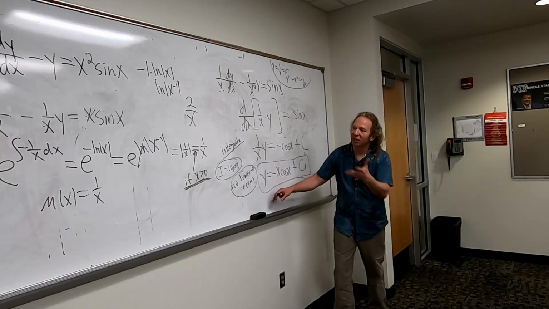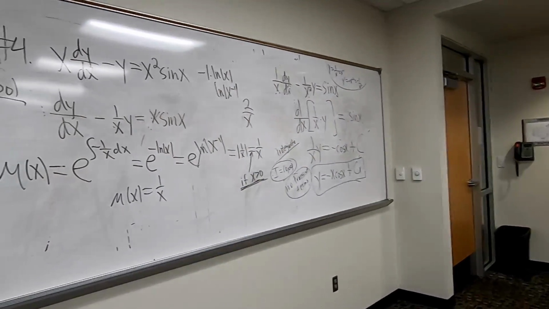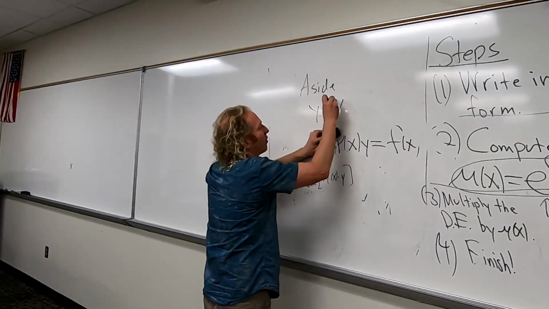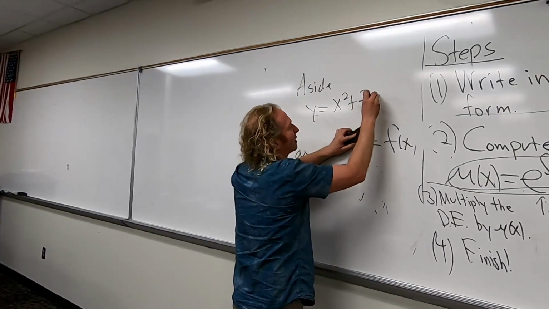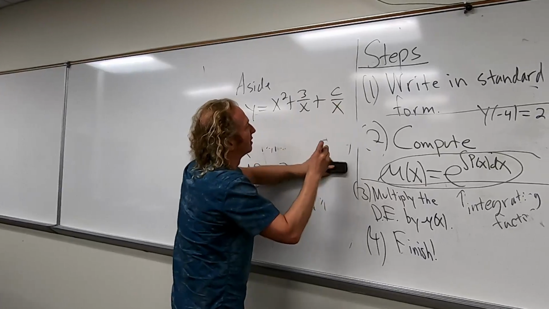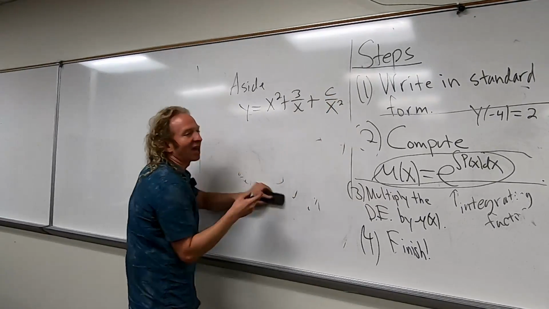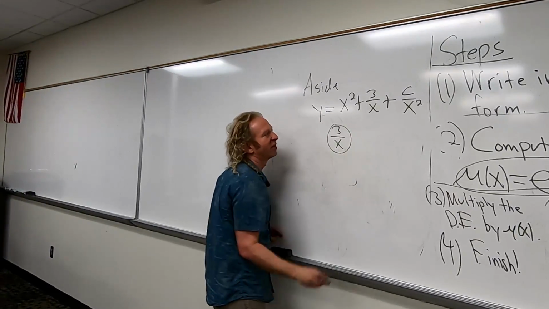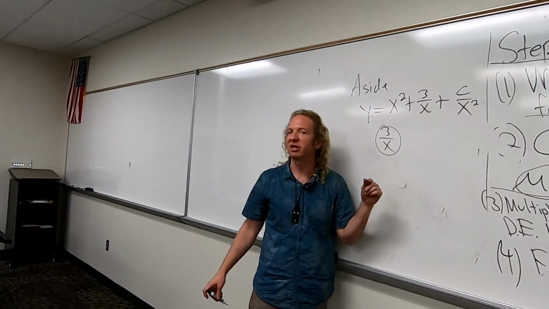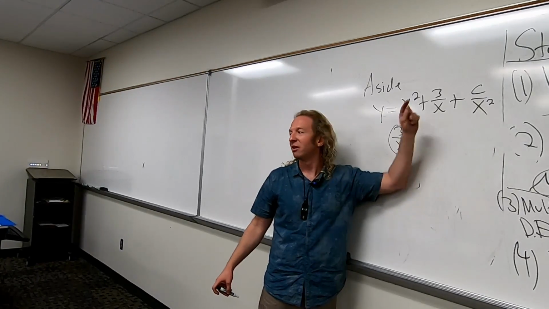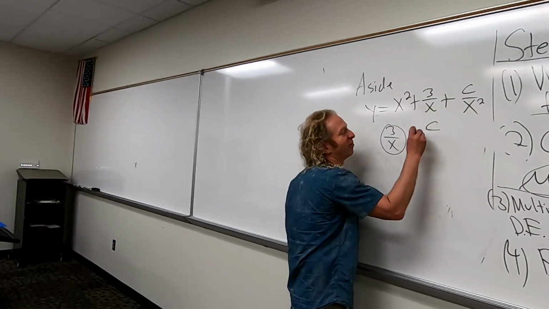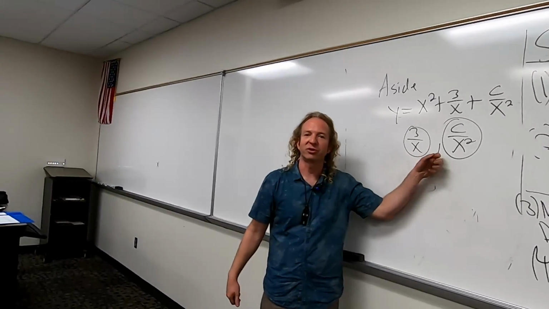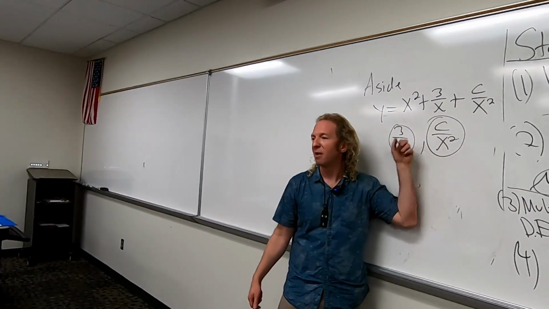But there are none. So let's say the answer was y equals x squared plus 3 over x plus c over x squared. In this case, 3 over x is a transient term because it goes to 0. What's the other transient term in this case? C over x squared. Very good, Anna. As x approaches infinity, it gets closer and closer to 0. This one approaches infinity. So these would be the transient terms.